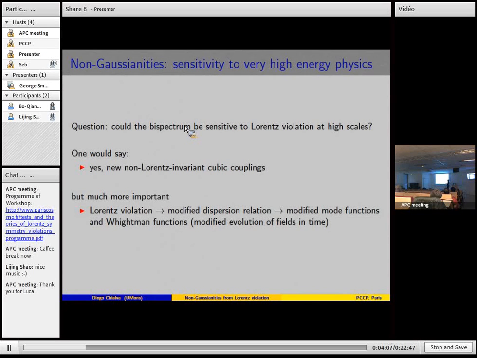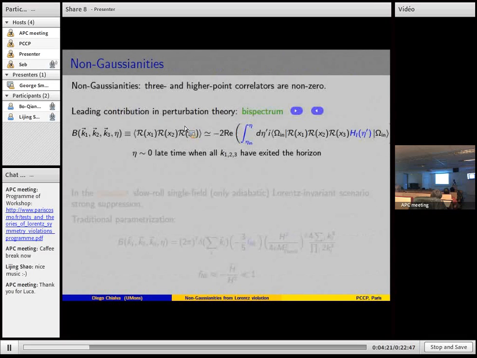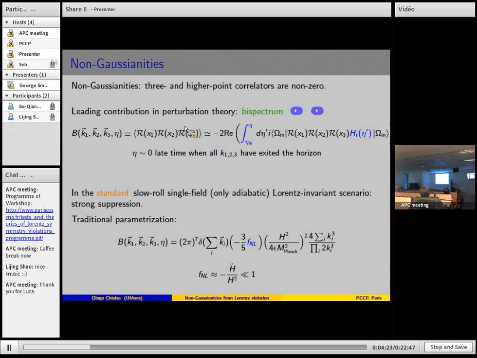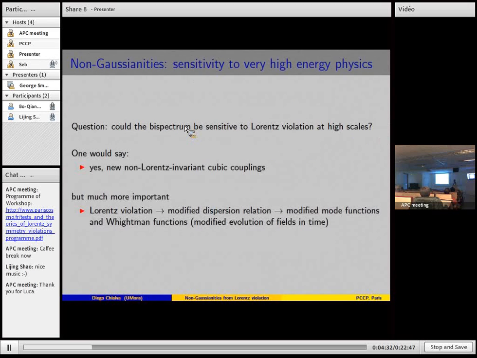When you have Lorentz violation, you have modified dispersion relations, which basically means modified mode functions, and therefore modified propagators. So the evolution of the fields in time is different. And the bispectrum will actually depend on that, because indeed it includes an integral from the very initial time until the end. So what will change if I change the propagator through a change in the modified dispersion relations?